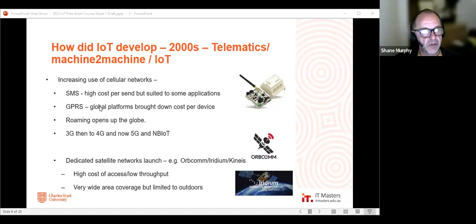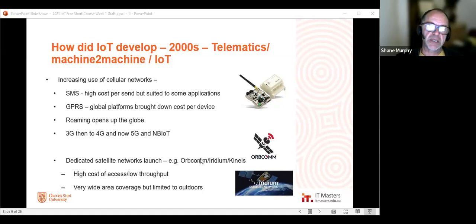Excellent. Yeah, I think you could say the summary of this period is that 3 or 4 things happened at the same time, because you have also, as we said, dedicated satellite networks coming out, which gave you a lot wider area coverage. Anywhere on the globe pretty much was covered, as long as it was outside and in view of the sky.